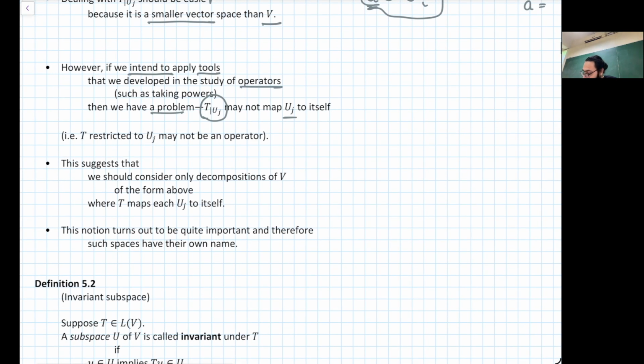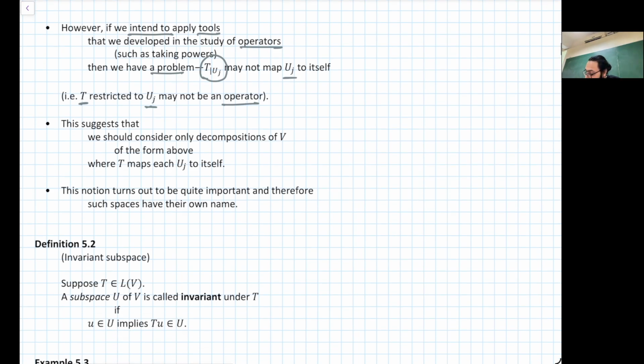So basically what it means is that the restriction of T to the subspace may not actually be an operator, right? Because an operator takes one space to itself. Here it might take you from one space to something outside of that space. Is it making sense? All right. So this suggests that we should only consider decompositions of V of the form above, where T maps U sub J to itself.